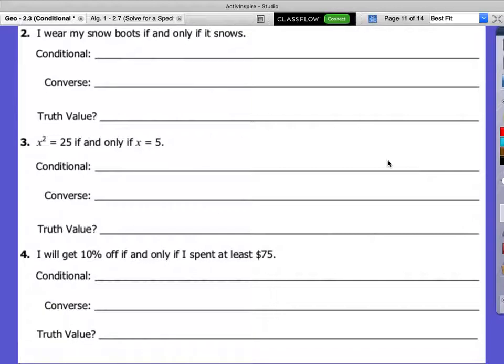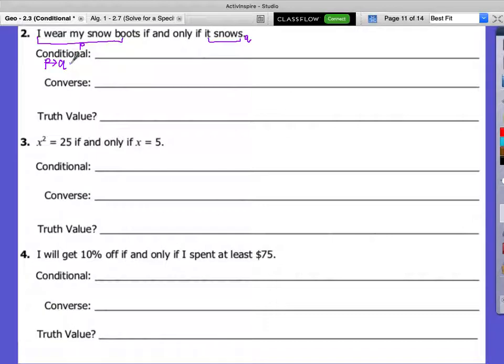If I wear my snow boots. So I wear my snow boots is our hypothesis. And then what's our conclusion? Just it snows. Just that part is our conclusion. So the conditional goes in what order, Sam? Hypothesis. Yep. So our P and then the Q. Hypothesis and conclusion. Very good.